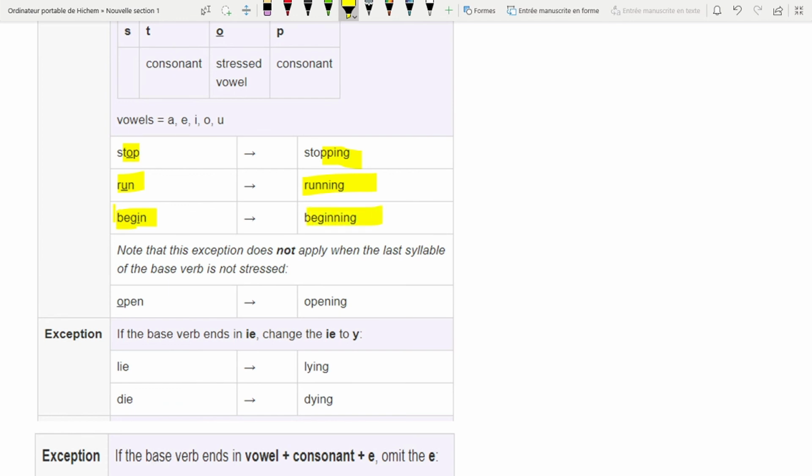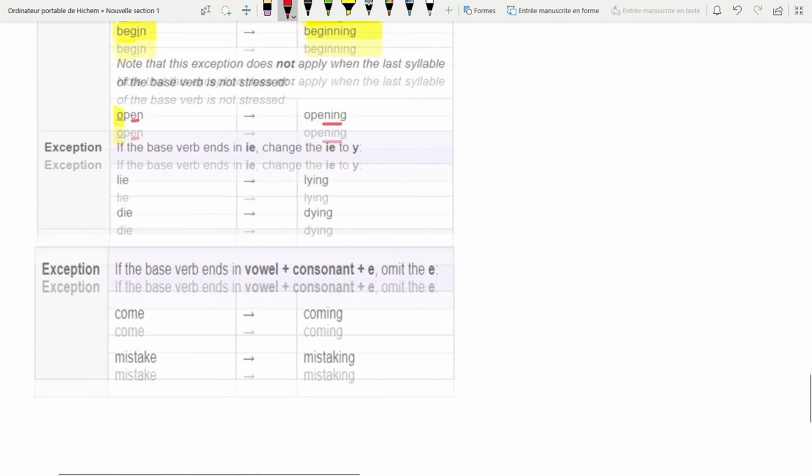Beginning, right? And you need to know that this exception does not apply when the last syllable of the base verb is not stressed. For instance, if you say open, right, the stressed syllable is with the O. So it's not the E. E is not stressed here. So we do not double the consonant. It's only one N and not two, right? And we have another exception.